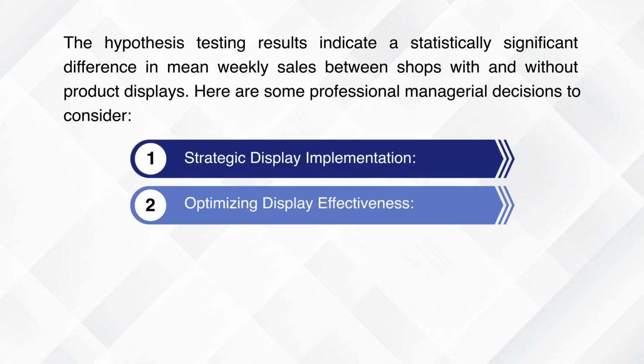The second strategy can be optimizing display effectiveness. For this, targeted research can be conducted. For further research to isolate the specific elements of the displays driving the sales increase, investigate factors like display type, floor stand, shelf display, etc., product placement strategies, and promotional messaging effectiveness.